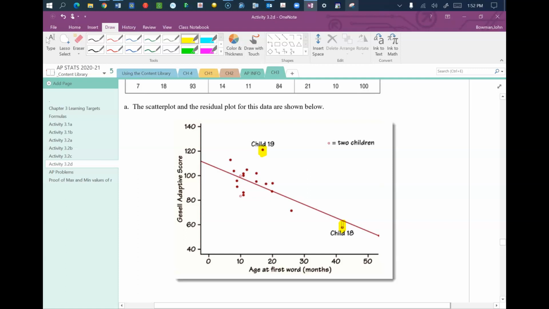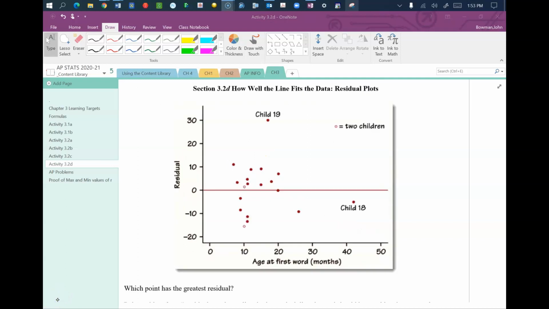And I think we would agree that child 18 is both an outlier in the horizontal and somewhat in the vertical direction, while child 19 is not an outlier in the horizontal direction, but is an outlier in the vertical direction. In other words, they had a much higher score than every other child, but the age at which they spoke their first words was pretty common.